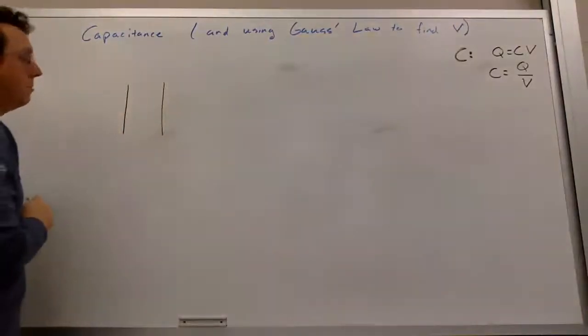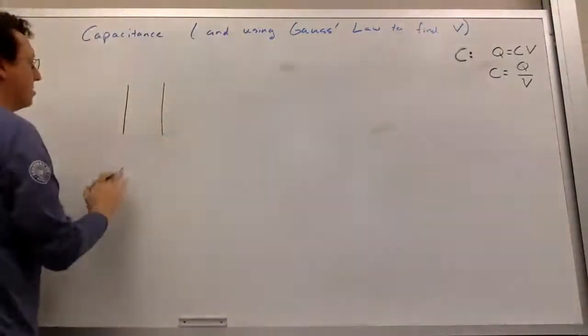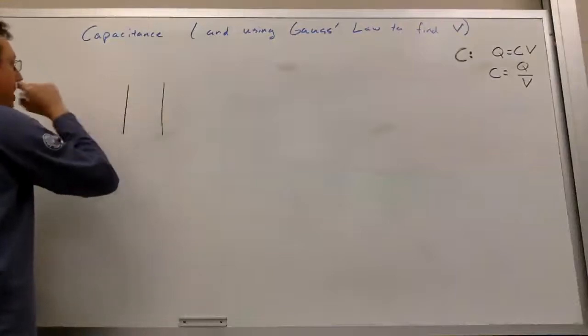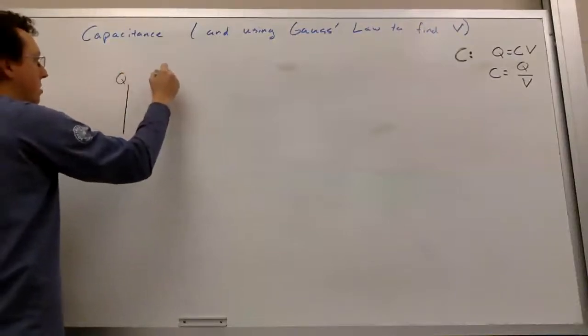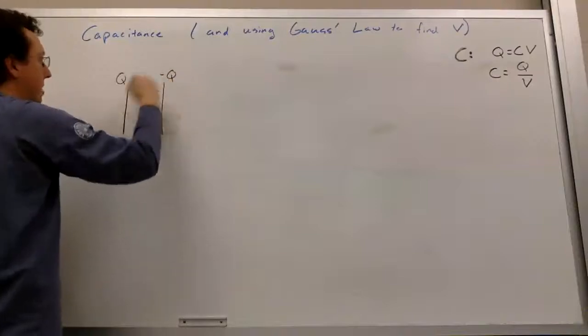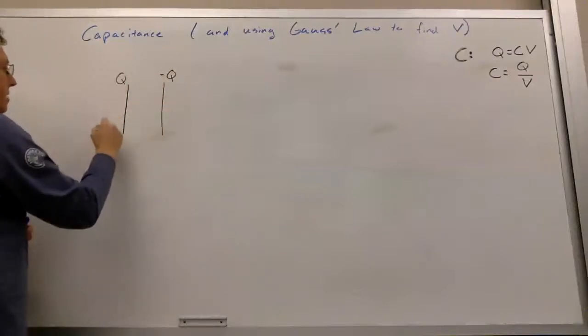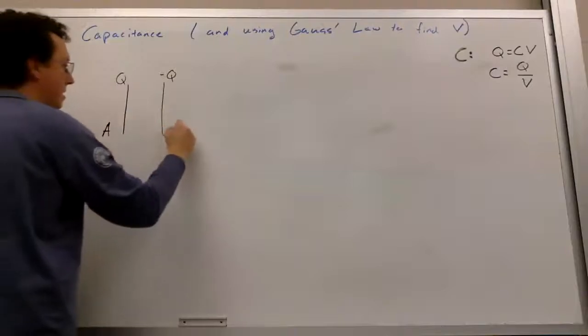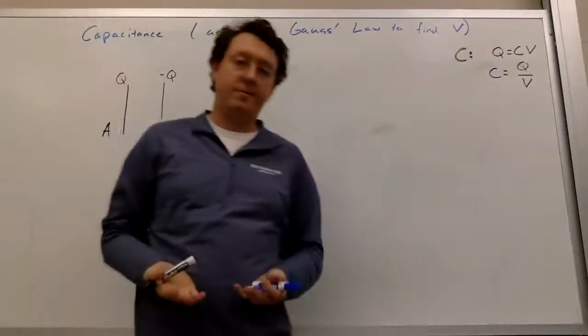All right. And we'll just start with a parallel plate capacitor, and we'll assume it's empty to start with. So we're going to imagine we've got a capacitor with charge Q on one side and charge minus Q on the other, and each side has an area A. We'll say that the areas are the same.